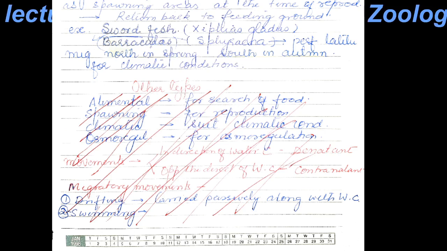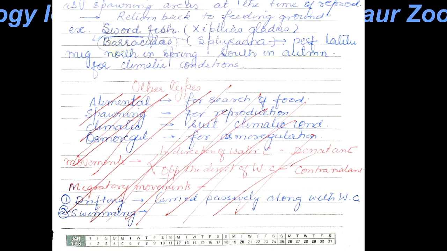Then there is another kind of classification. If the migration is done in direction of water current, then it is denatant, and if it is opposite to the direction of water current, then it is contranatant. Migratory movements can be done passively or actively. If it is done passively, then it is called drifting, and if it is done actively, it is called swimming.